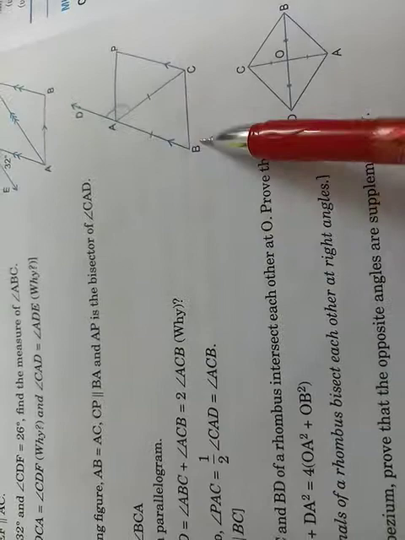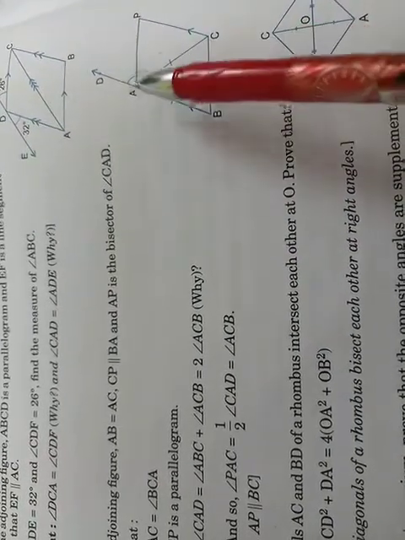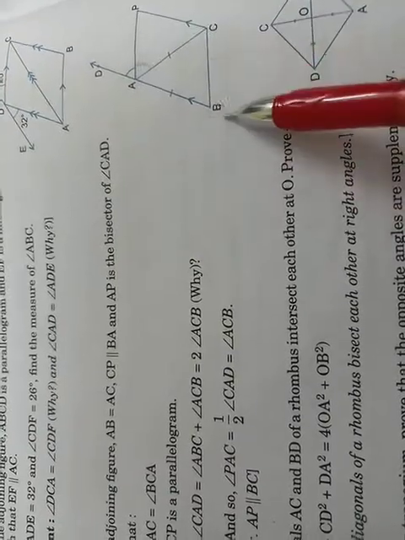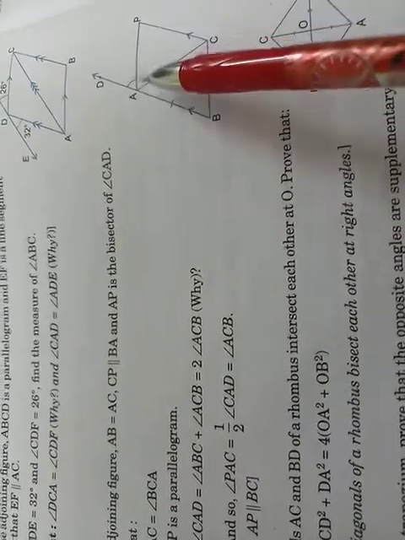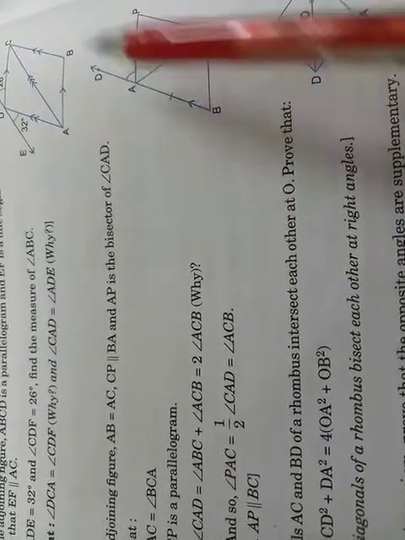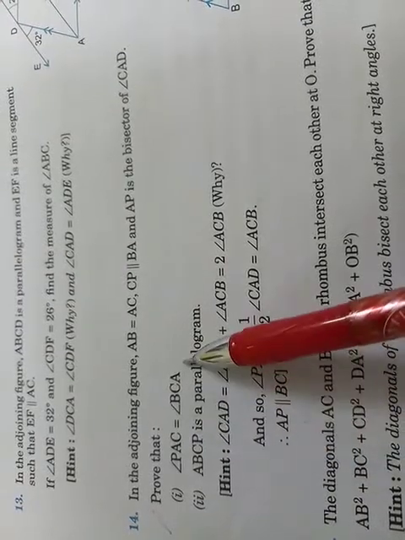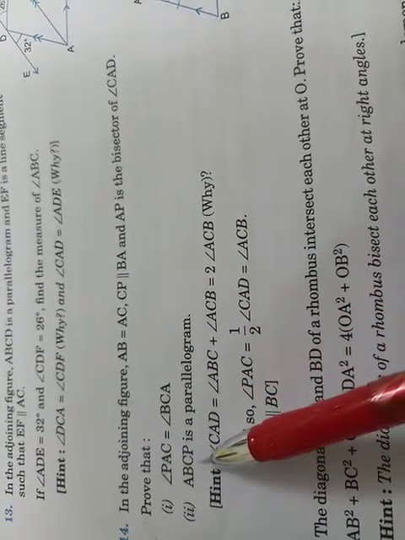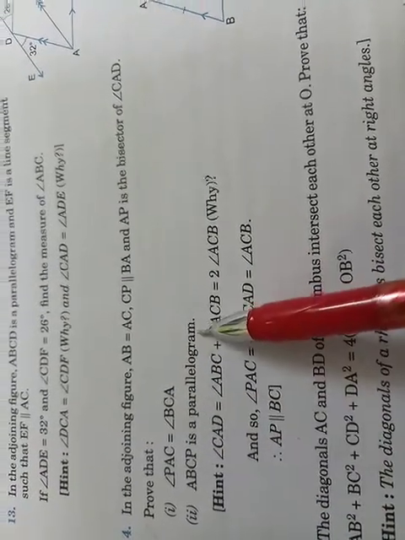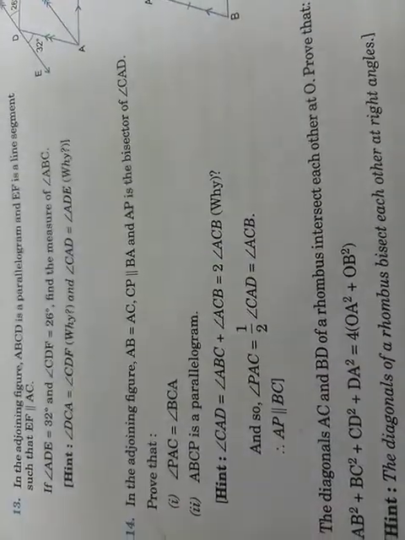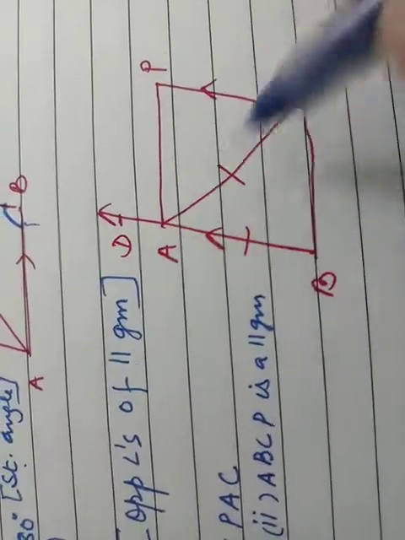Now we come to question number 14. In the adjoining figure, AB is equal to AC. CP is parallel to BA, and AP is the bisector of angle CAD. Okay, so what we have to prove? Angle PAC is equal to angle BCA and ABCP is a parallelogram. Let's see its proof. So I have drawn the figure.